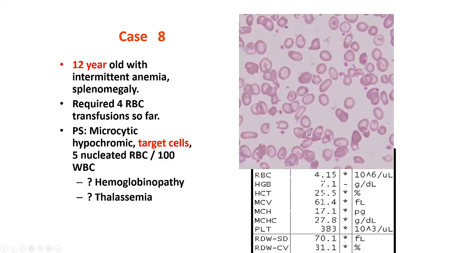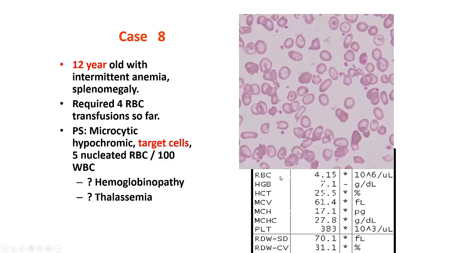In between, you find some teardrop cells are present. There were some 5 nucleated RBCs. Now, overall, this is a picture which is suggestive of hemoglobinopathy, and it could be thalassemia intermedia because the presentation is at 12 years of age. Had this child presented earlier, say in the first year and first 3 years of life, we could have thought of thalassemia major, but that is what we thought.